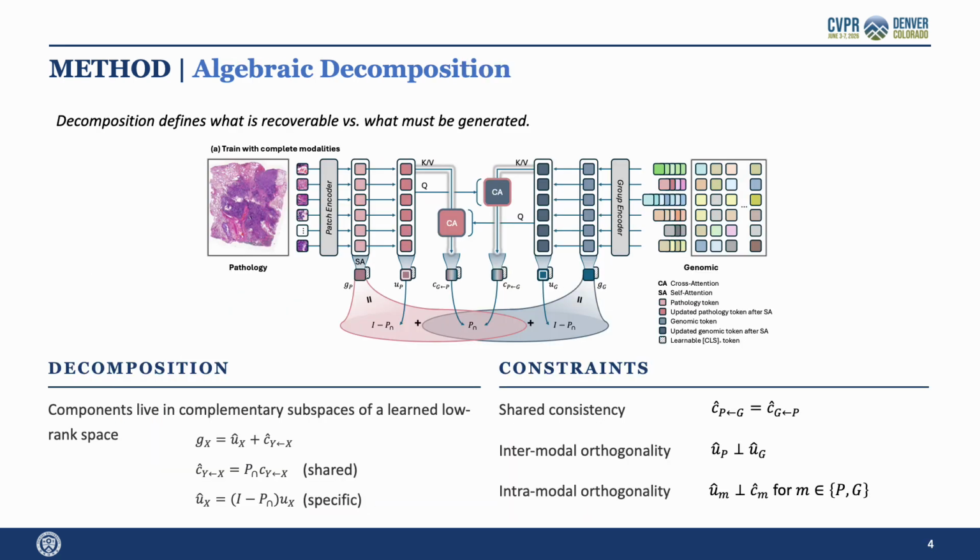The first step is decomposition. Each modality representation is separated into a shared component and a modality-specific component. The shared component represents information available across modalities. The specific component represents information unique to each modality. This decomposition explicitly defines what can be recovered and what must be generated.